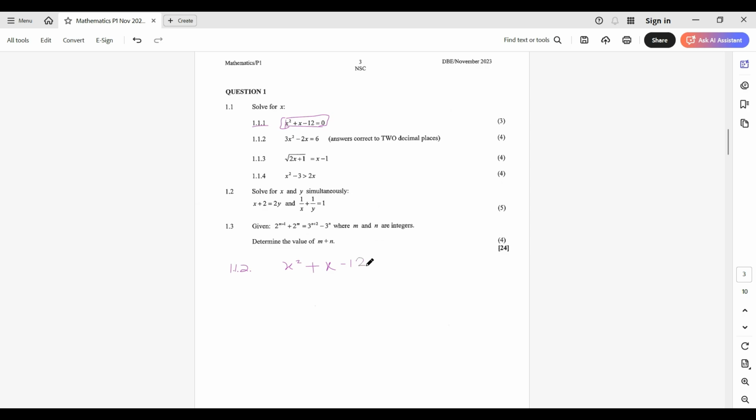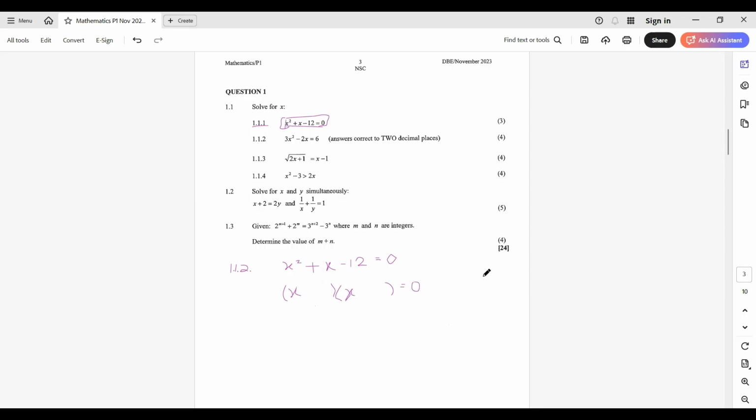Set up my brackets first. Okay, so there will be a trinomial. You're going to have two brackets. The first term in each bracket is what is going to be multiplied to give you the first term. So we know x times x gives you x squared.